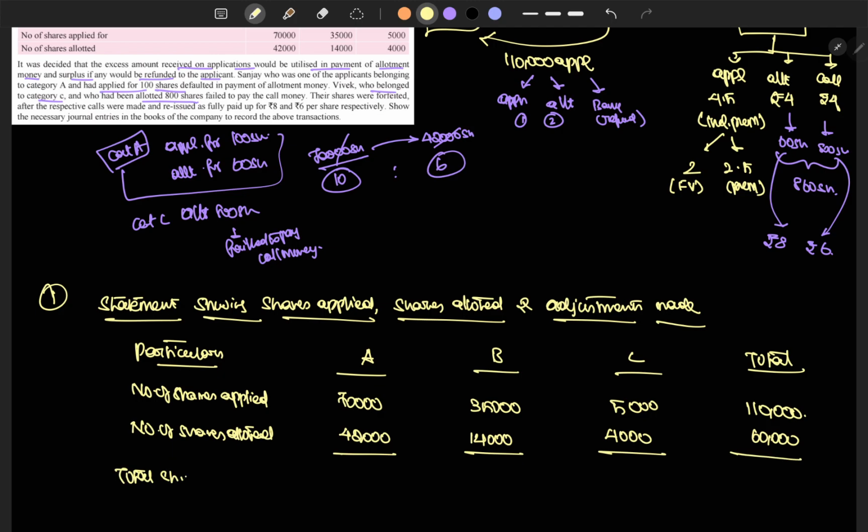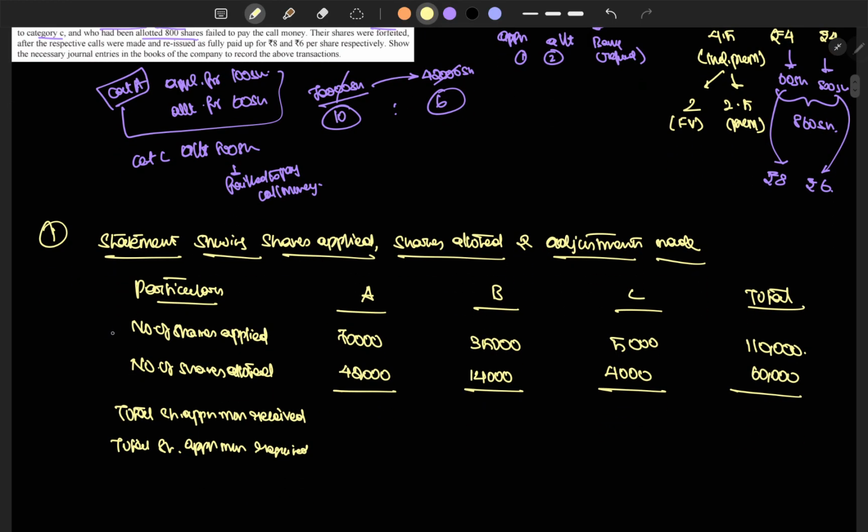Total share application money received. Total share application money required. Okay, this belongs to this, and this belongs to allotment. So what's the application money value, which is rupees 4, right? 70,000 into 4 is what? That's what we have received from the people. That's where we are going to get the surplus money also, which is 2,80,000.